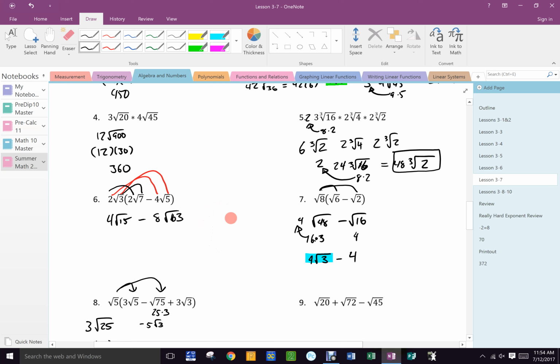So if you got to there, they don't add because they're not like terms. They don't multiply because there's no multiplying. So I'm going to simplify. Oh, 63 simplifies. So you would do one more step, because that's not done. 63 gets simpler. Okay?